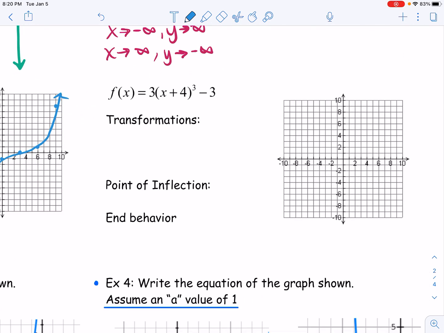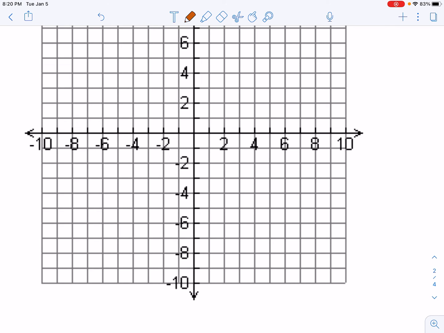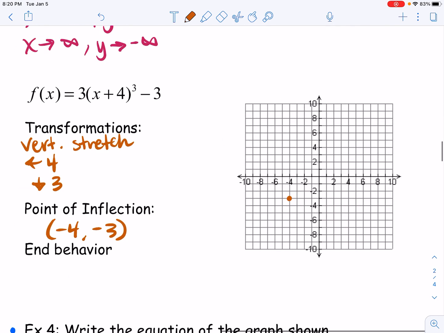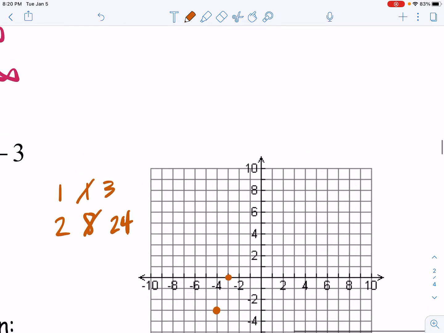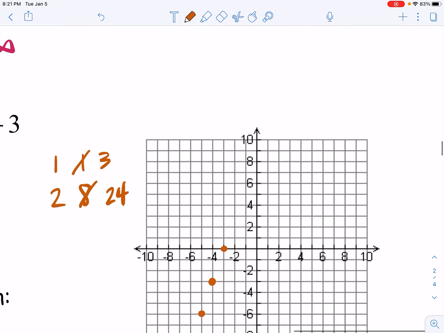There's nothing in front of the x inside the parentheses, so we don't have to change anything. That 3 out front is telling me that it's a vertical stretch. Inside the parentheses, I'm going left 4 and then down 3. So point of inflection is -4, -3. So I'll go ahead and plot that. -4, -3 is here. A vertical stretch of 3 means instead of going right 1, up 1, right 2, up 8, I'm going to be multiplying this by 3. Obviously, I cannot go that high up on my graph, but I can go right 1, up 3, and left 1, down 3. And then I know my right 2, up 24 is way up at the tippy top.